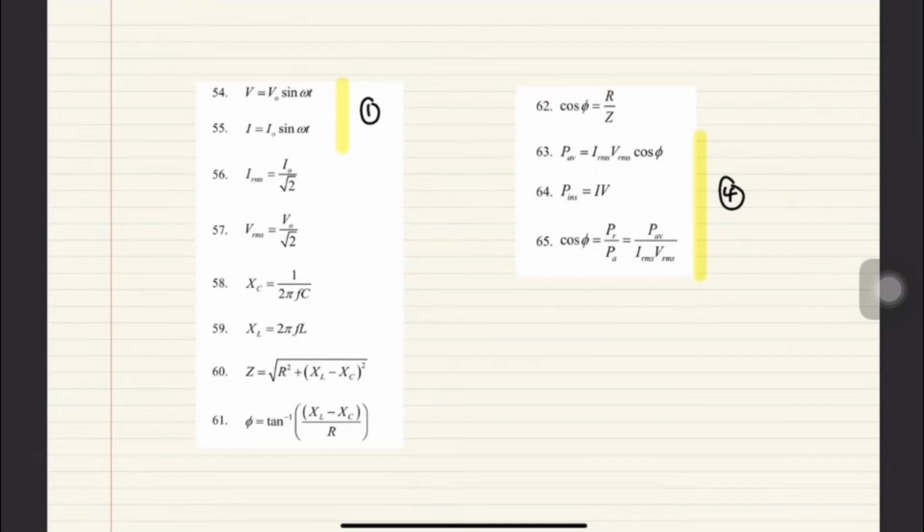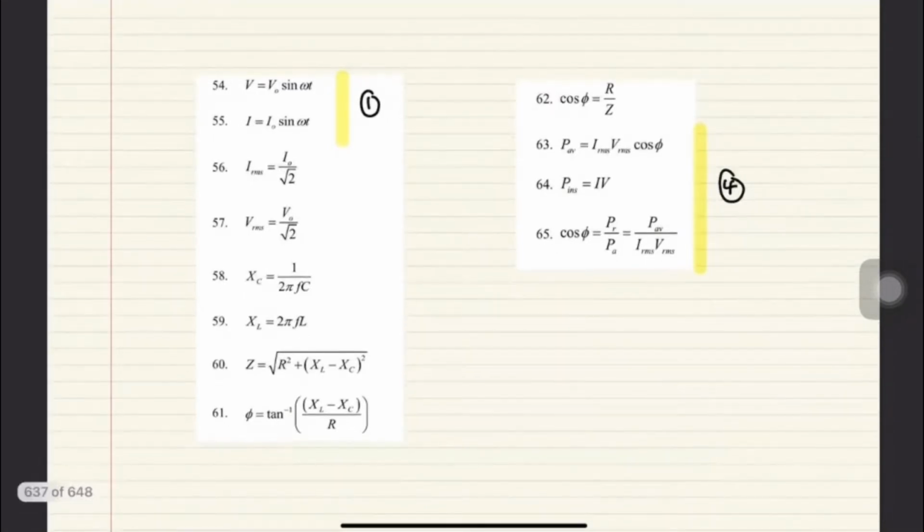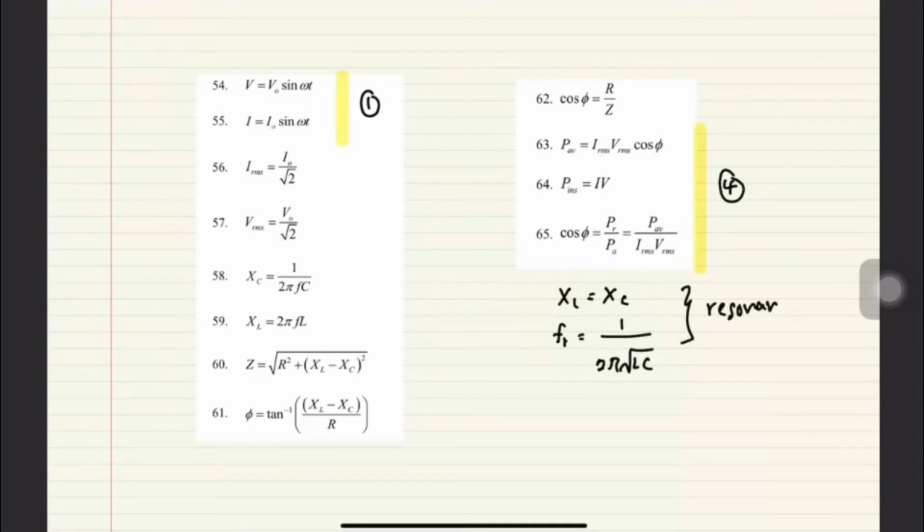And ada few extra, I'm not sure yang dalam formula sheet ni tak ada ke apa, tapi ada yang XL sama dengan XC. Lepas tu kamu ada equation fR sama dengan 1 over 2 pi square root of LC, if I'm not mistaken lah. Ada tak dalam ni? Tak ada dalam ni. But this formula is for resonant frequency. Kamu kena ingat lah condition for resonant frequency. Soalannya satu topik macam lain sedikit, tapi basically apply the same thing lah. Dia biasanya tak banyak untuk resonant frequency.